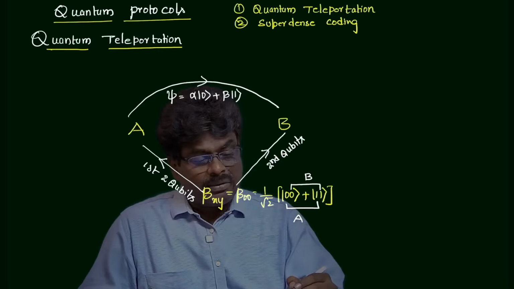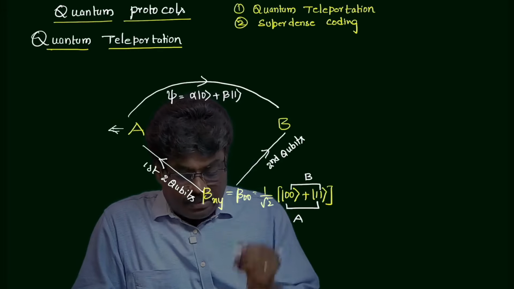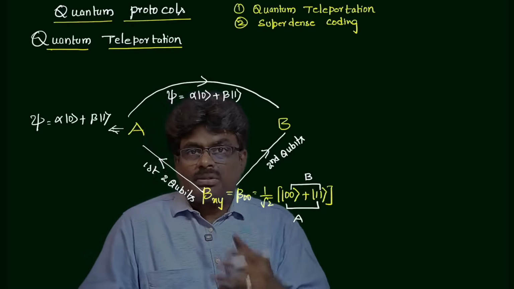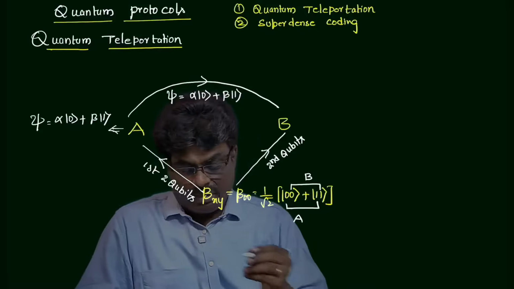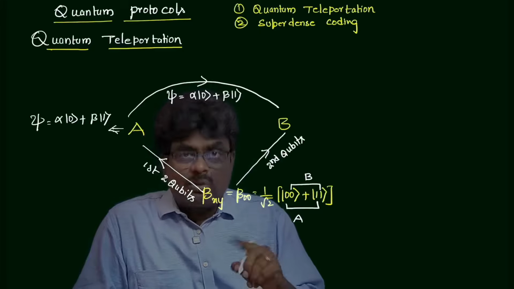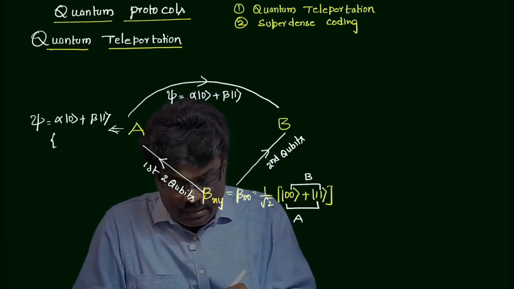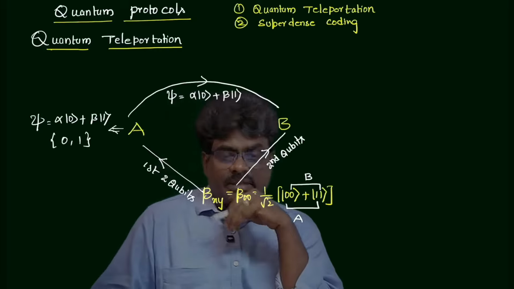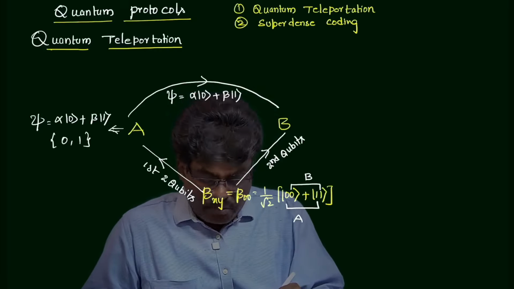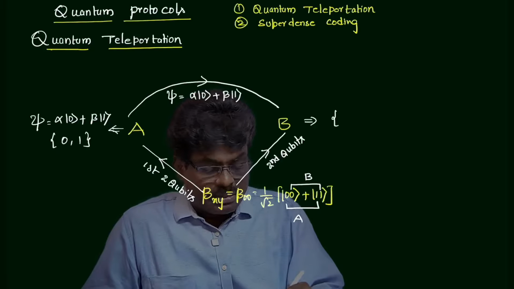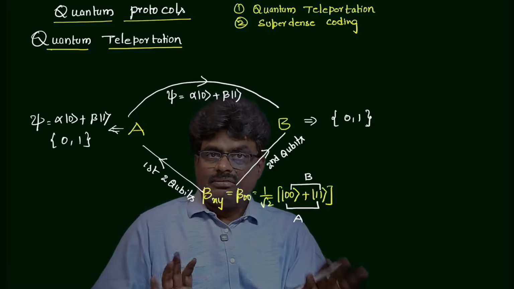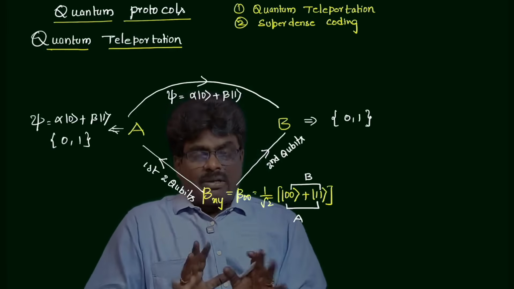So right now A has one quantum state, psi is equal to alpha 0 plus beta 1, which A wants to send from one point to another point. And the first qubits of that Bell state, that is 0 comma 1, this is what A has. And right now B has the second qubits of this Bell state, that is 0 comma 1. Fine. So I hope you understand the task.